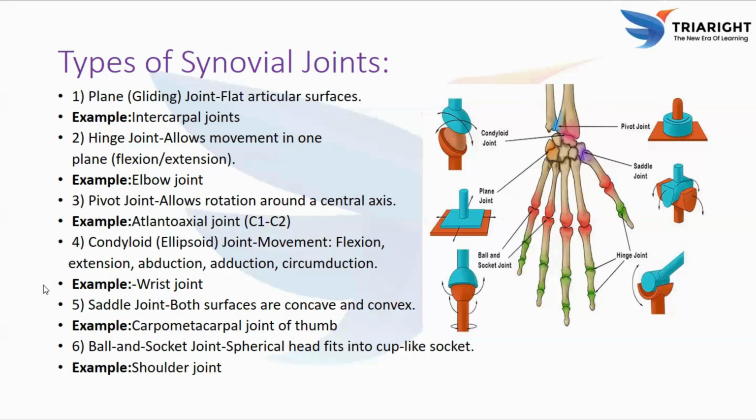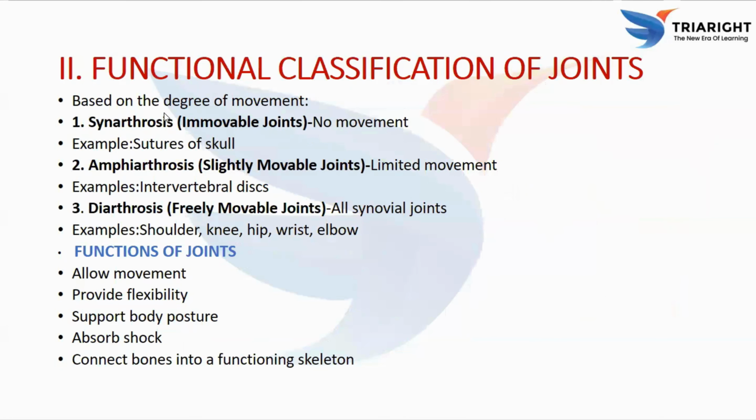So what we have discussed is about the structural classification of the joints and now the functional classification of the joints. So how are they classified? Joints can be classified based on how much movement they allow, right? So there are three types. Based on degree of movement, it is classified into synarthrosis, which means there is no movement at all. So these joints are designed for protection, not for movement. For example, sutures of the skull. They hold the skull bones tightly together. So think of it like a locked joint. It is stable and protective.